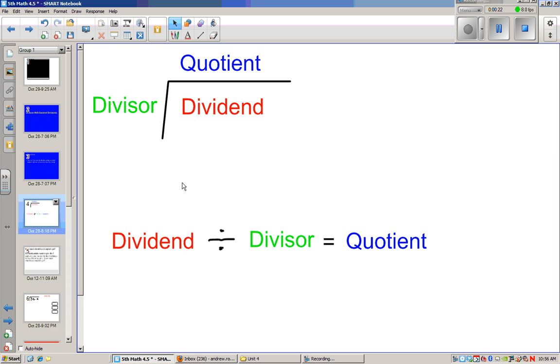So just a quick reminder of what those terms mean. The divisor is the number of groups we're going to have. And the dividend is the big number, or that big group, that we're dividing into smaller groups. We're going to be dividing it into a certain number of smaller groups. And the quotient is that answer. That's how much is going to be in each of those groups. So, when we're in number sentence form, the dividend comes first, then the divisor, then the quotient.